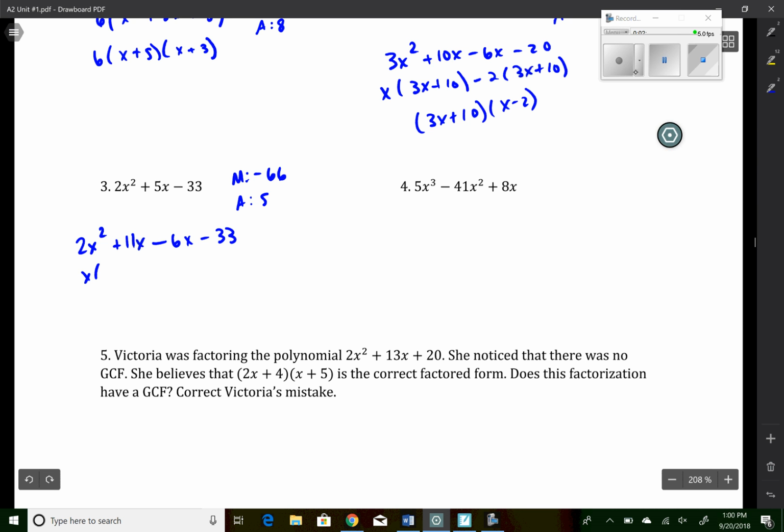So then we have x and 2x plus 11. We have negative 3 and 2x plus 11. So our factors are 2x plus 11, that's the common piece, and x minus 3.